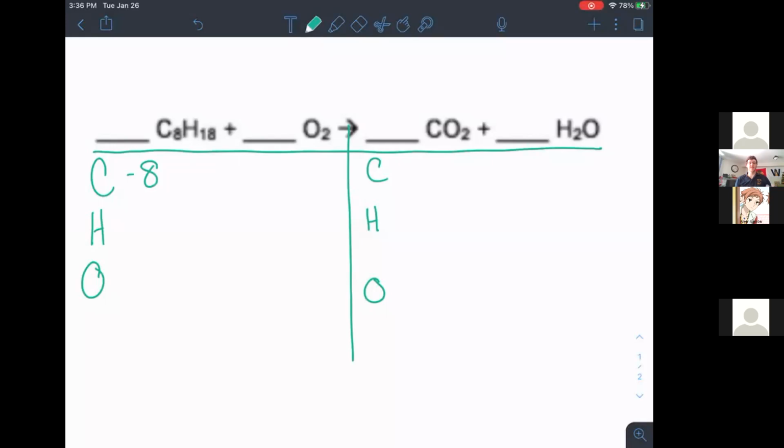This one, talking about reactants this time. Yeah. 18, 18, awesome. And oxygens, how many? 2. 2, awesome. On the product side this time, how many carbons? 1. 1, awesome. How many hydrogens? 2. 2, and how many oxygens?